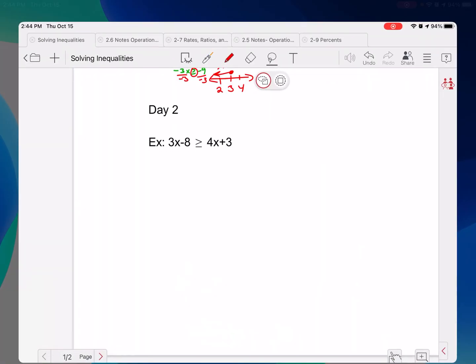Hi guys, welcome back. We're going to continue to talk about inequalities today, but with variables on both sides of the inequality. So we'll go ahead and jump right in.